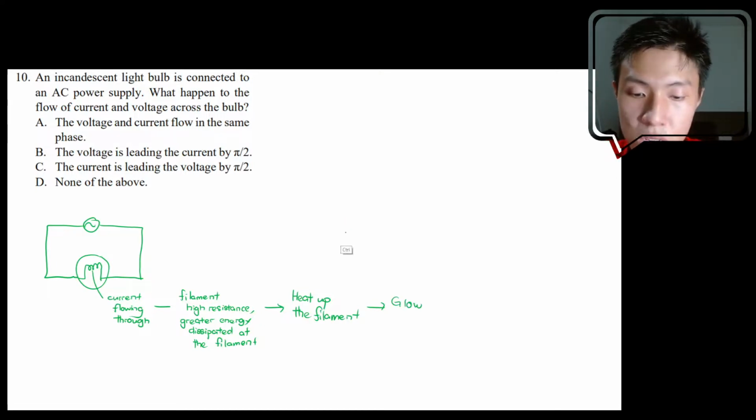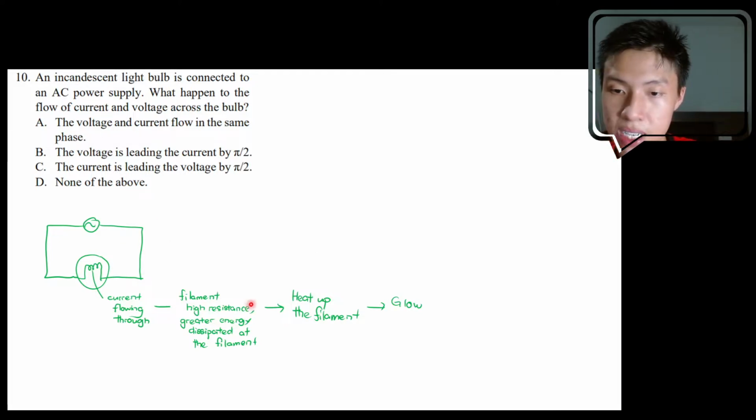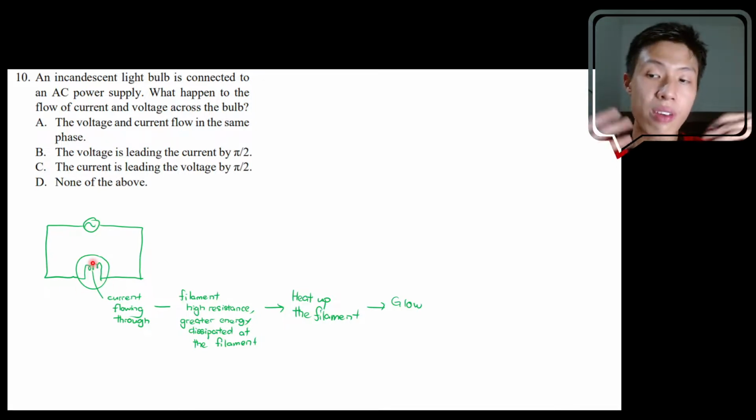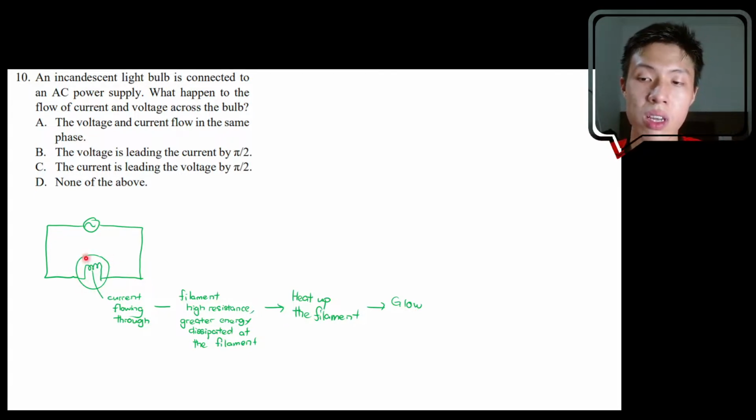So the main feature of an incandescent light bulb is that it must have high resistance. Only then is a lot of energy dissipated at the filament. You need high resistance so that the charges give a lot of energy to the wire when they pass through the bulb. So the most important property of the filament is its high resistance. The resistance is the main property of an incandescent light bulb, so you can think of it as a resistor connected to an AC power supply.